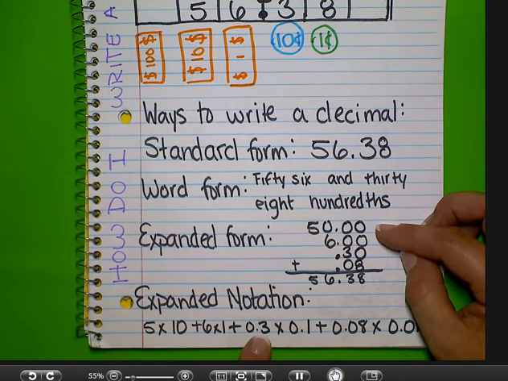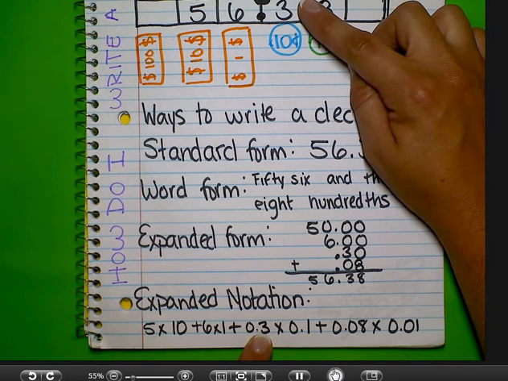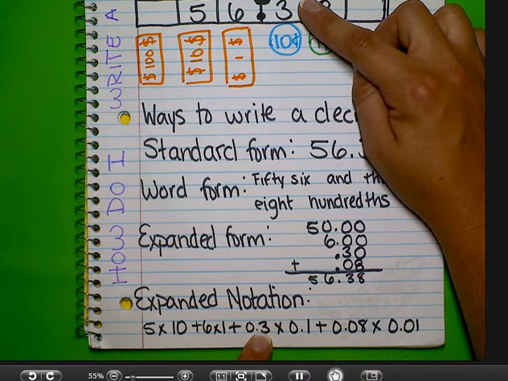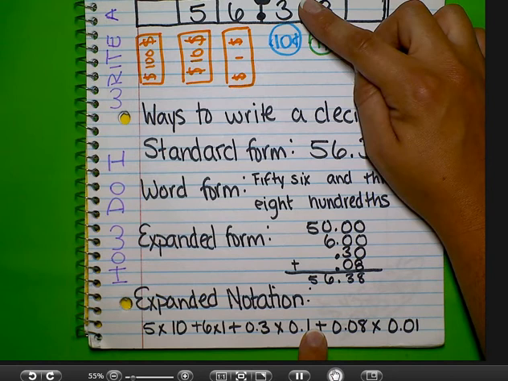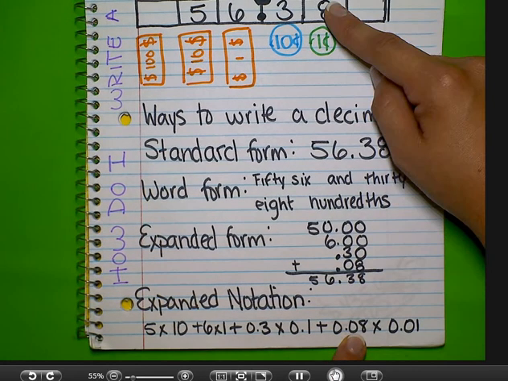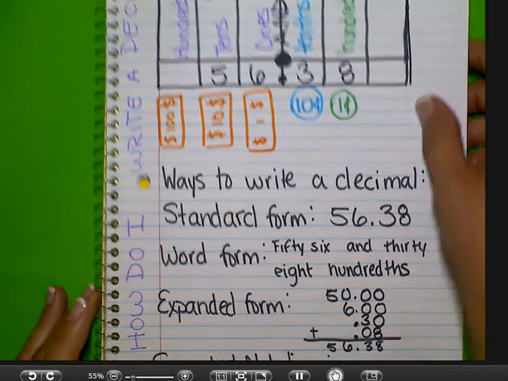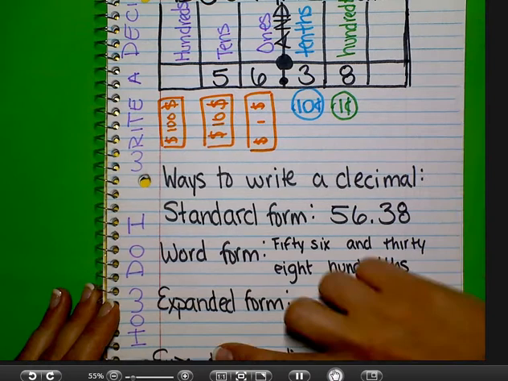The 3 is in the tenths place, and you want to make sure you put the decimal, because if you don't, you're adding the wrong thing. You multiply it by the tenths, you add it by the hundredths. The 8, as you can see, is in the hundredths place. This is all what we have covered. How do I write a decimal?